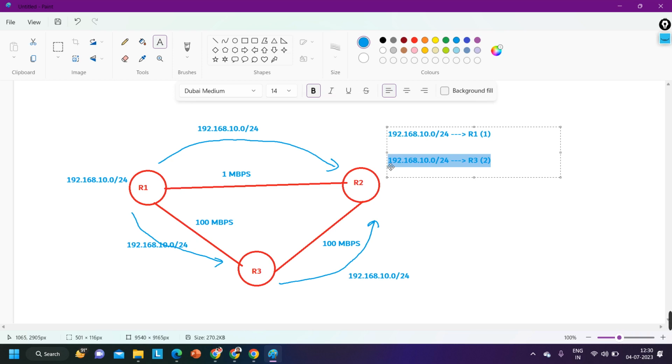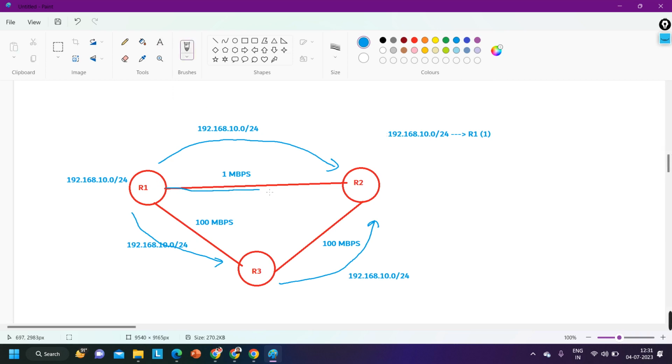Yes or no? Yes. It will remove this entry. But according to the distance vector routing protocol, between router 1 and router 2, the best path is this path, yes or no? But according to you, which path is the best path?